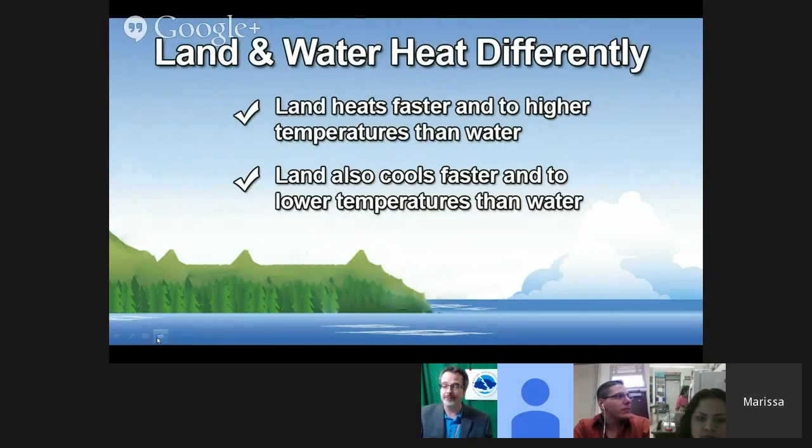So we have differential heating of land and water that leads to the same process of some areas getting more intense heating than others. And remember, it's the heating of the Earth that's going to determine the heating of the air that's just above it. Now, what does all of this do?